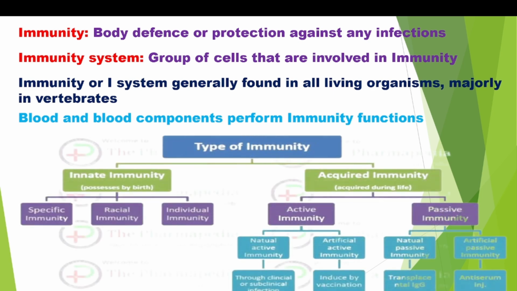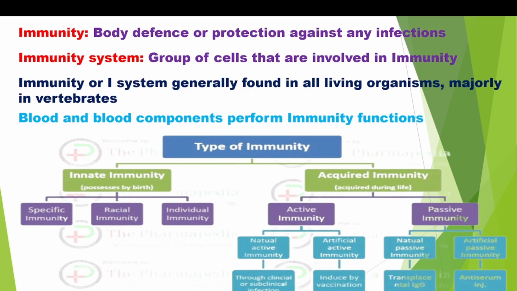What are the different types of immunity? Immunity is broadly categorized into two types: innate immunity and acquired immunity. Innate immunity is also called natural immunity. It comes by birth. Again, innate immunity is categorized into three types. The first is specific immunity. That means one species has immunity to one particular disease, while another species has another type.